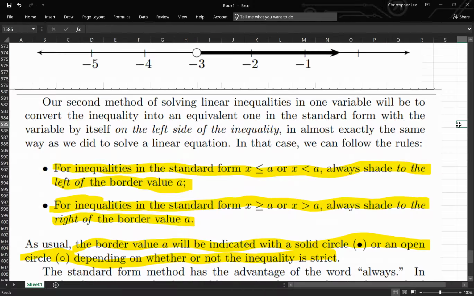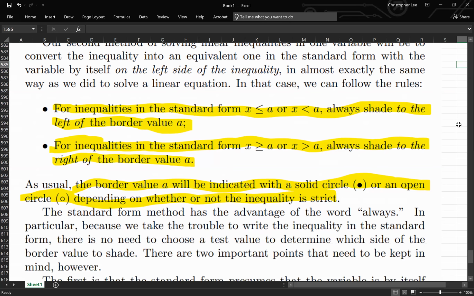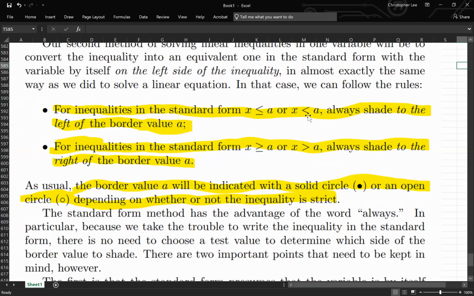Our second method of solving linear inequalities in one variable will be to convert the inequality into an equivalent one in the standard form with the variable by itself on the left side of the inequality, in almost exactly the same way as we did to solve a linear equation. In that case, we can follow the rules. For inequalities in the standard form, x is less than or equal to a or x is less than a, we always shade to the left of the border value of a. For inequalities in the standard form where x is greater than or equal to a or x is greater than a, we shade to the right of the border value of a.